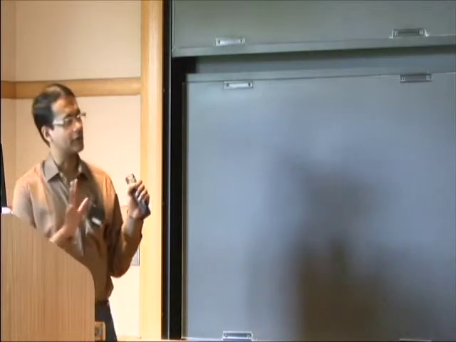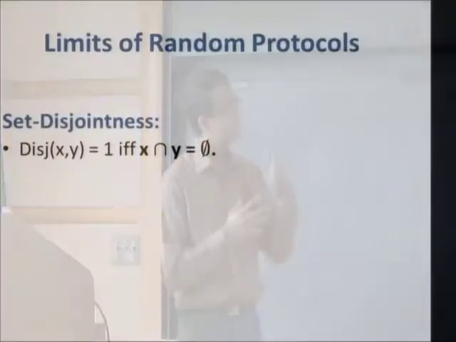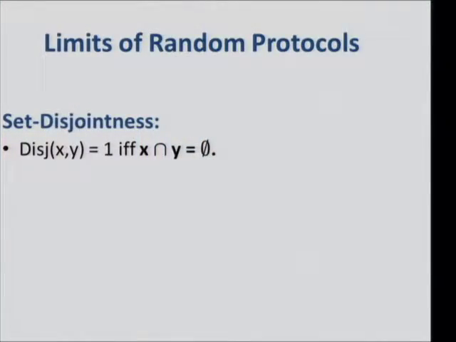Now, this is my last slide about the classical model. So what are the limits of randomized protocols? Here's a function that's very hard even for randomized protocols, which we will stay with in this talk for a while. This is called the set-disjointness function. Again, a very natural function. You have two inputs x and y, and you view them as subsets of some universe 1 through n.